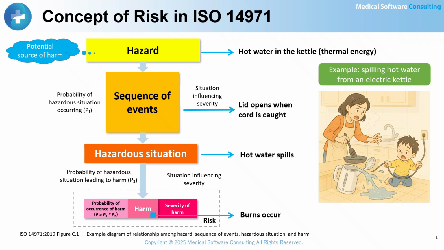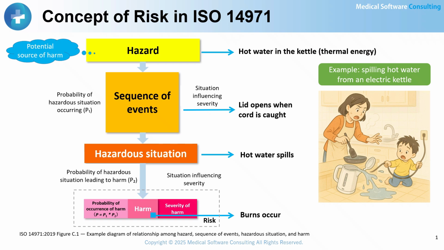In this example, the hazard is the hot water in the kettle, that is, thermal energy. The sequence of events could be that the power cord gets pulled, the lid opens, and hot water spills out. This situation represents a hazardous state. However, a hazardous situation alone does not yet mean harm. Harm occurs when someone touches the spilled hot water and suffers a burn.